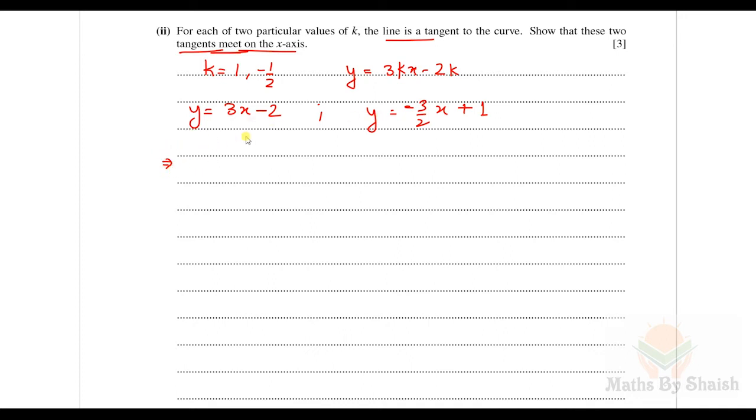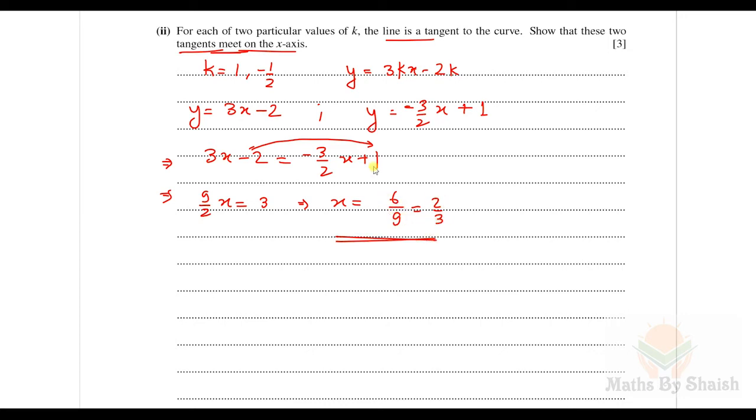If we equate them, it is going to be 3x minus 2 equal to minus 3 by 2 x plus 1. It means 3 plus 3 by 2, that is 9 by 2, times x is equal to 1 plus 2, that is 3. We get x equal to 6 over 9, that is 2 by 3. So the x value is 2 by 3. Now we need to prove that they meet on the x-axis. That is the intersection point, the point where they intersect.